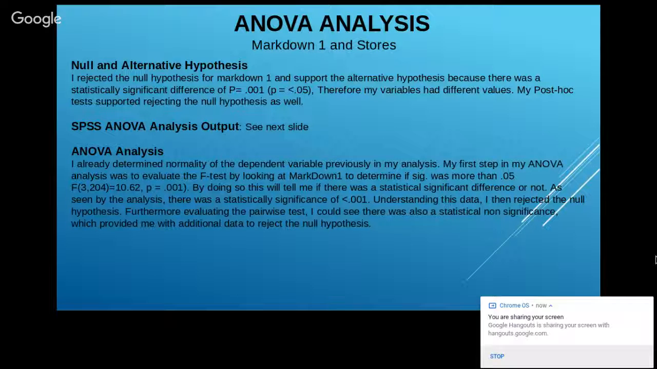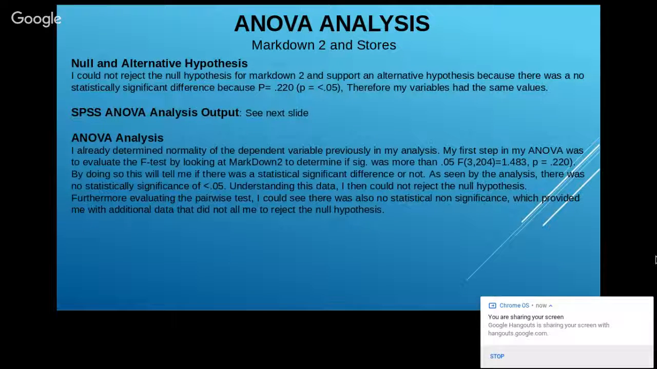Overall, for markdown 1 in stores, I rejected the null hypothesis. The p-value was under 0.05, and as you see from my F-test, F(3,204) equals 10.62. The p-value was 0.001. And once again, if you'd like to see the documentation on this, please refer to the support documentation. And I did reject my null hypothesis.